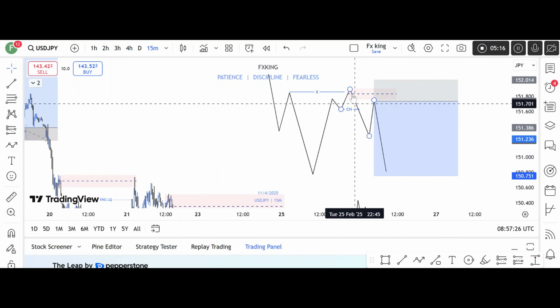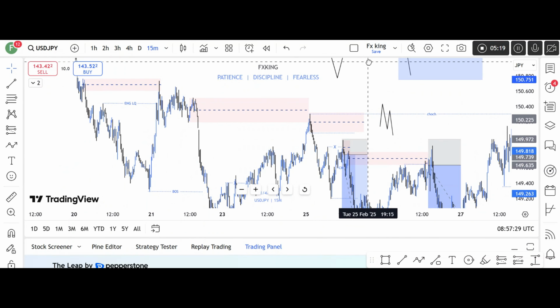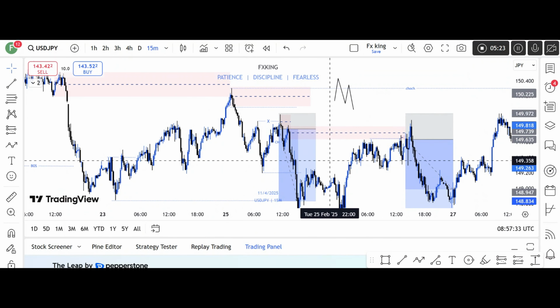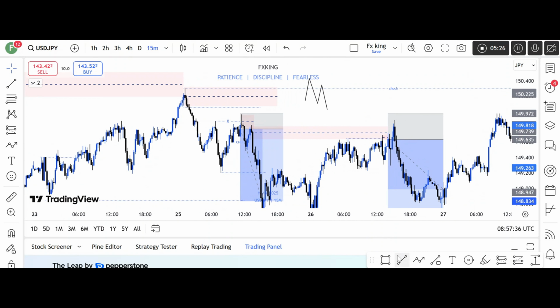So we necessarily don't need that inducement here to sell. That is why you see that we can comfortably sell off this zone, right? There were two entries here.